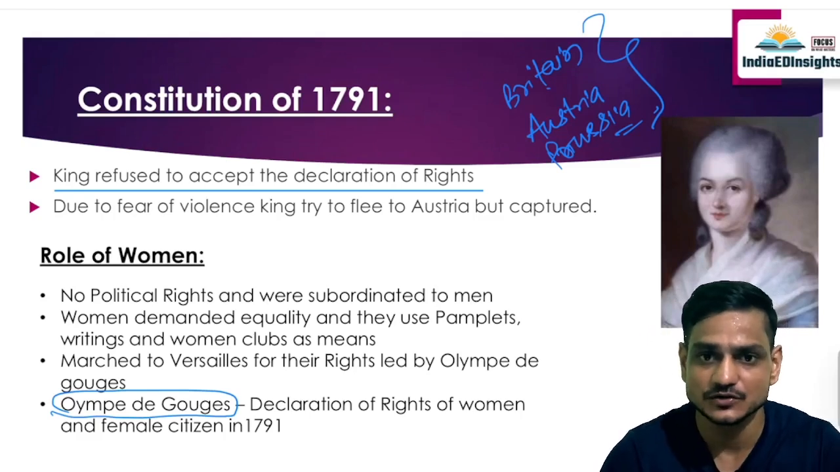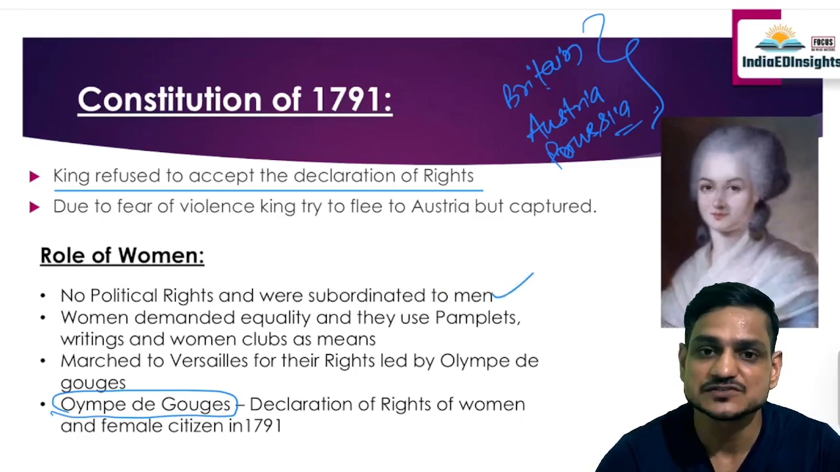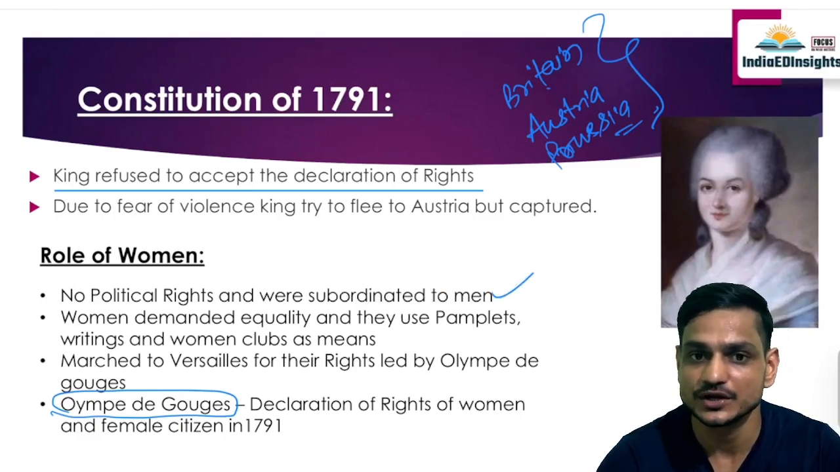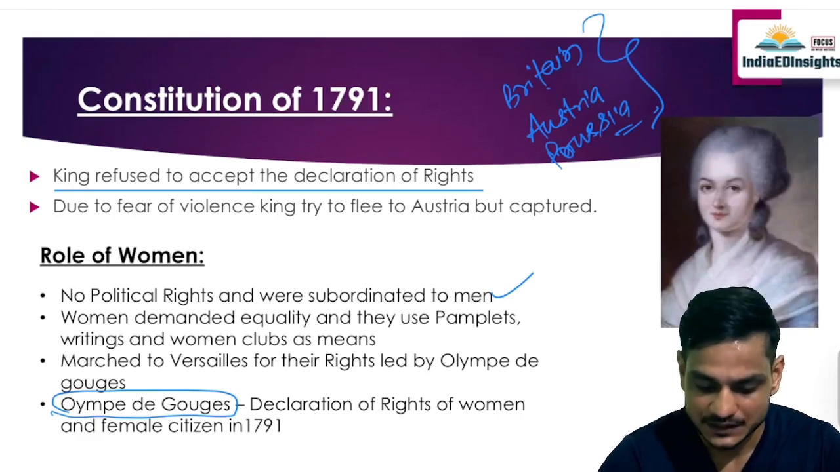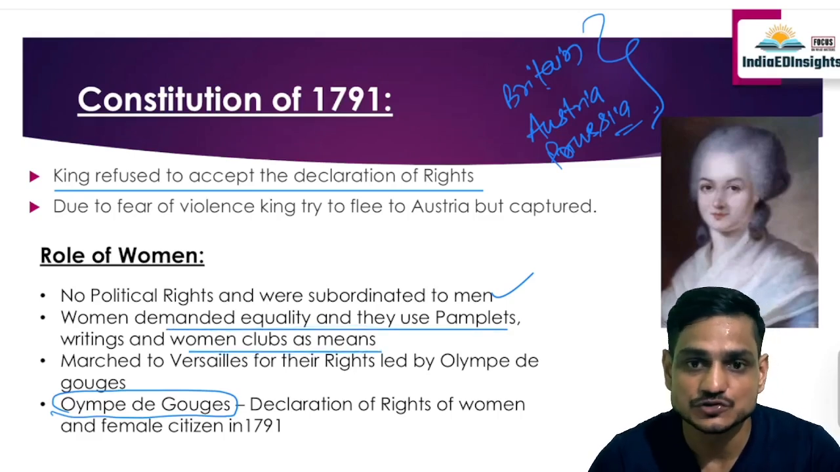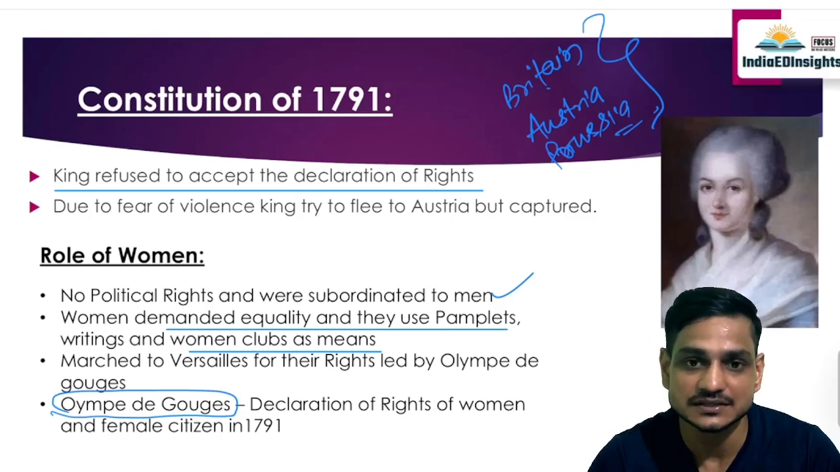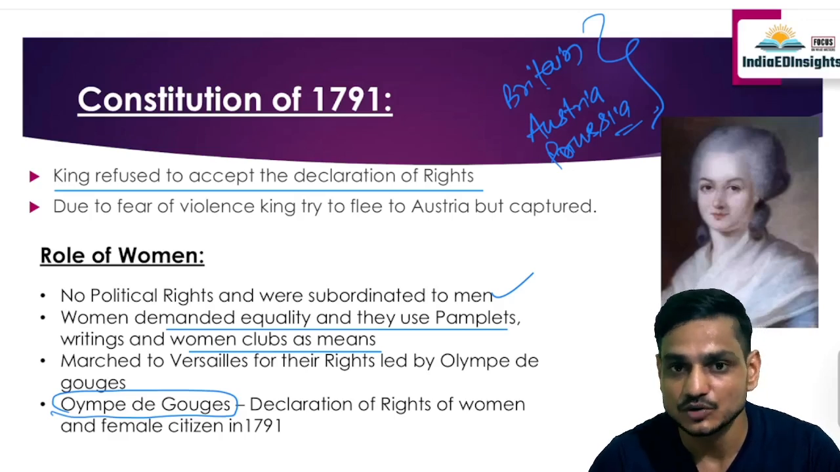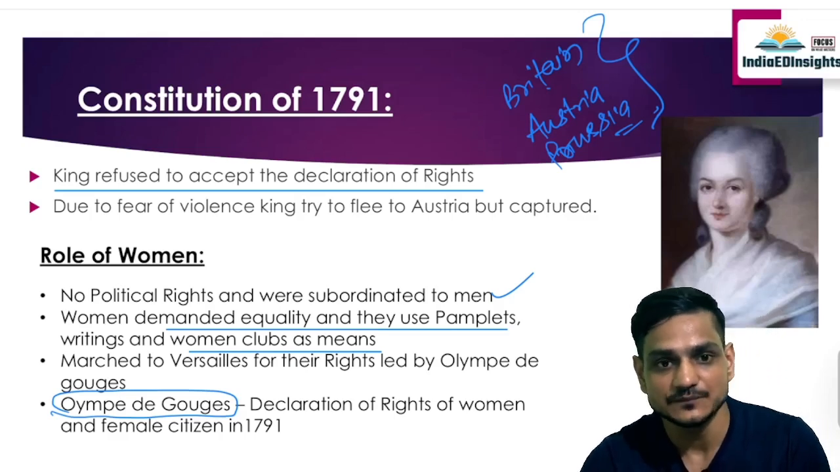For the condition of women, we all know they had no political rights and were subordinate to men. Women were considered subordinate to men. They had no political rights. Women could not vote. Women demanded equality and used pamphlets, writings and women's clubs as their means. Women also had their demands, but those demands were not fulfilled by the National Assembly or by the king. So women wanted equality in society.